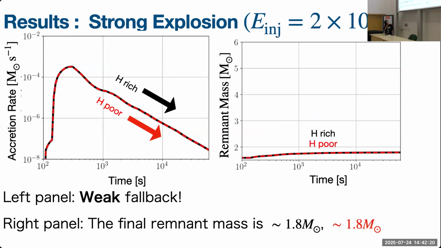So here is another result, of a strong explosion. At this time, the injection energy is 2 times 10 to 51 erg. With this injection energy, the accretion rate is almost the same at all times, so the remnant mass time evolution is almost the same too. And this final remnant mass is about 1.8 solar masses.